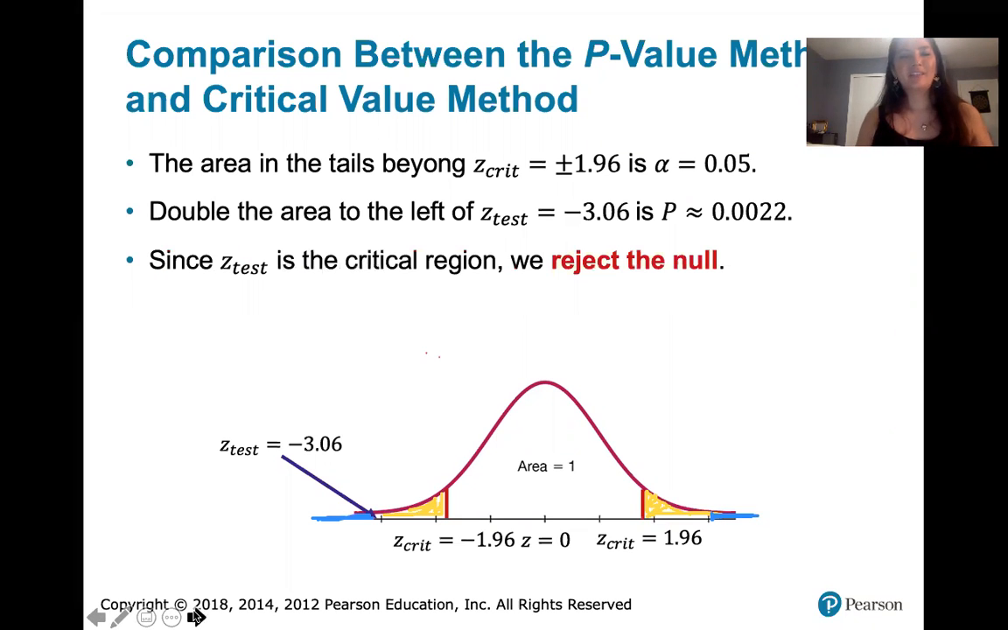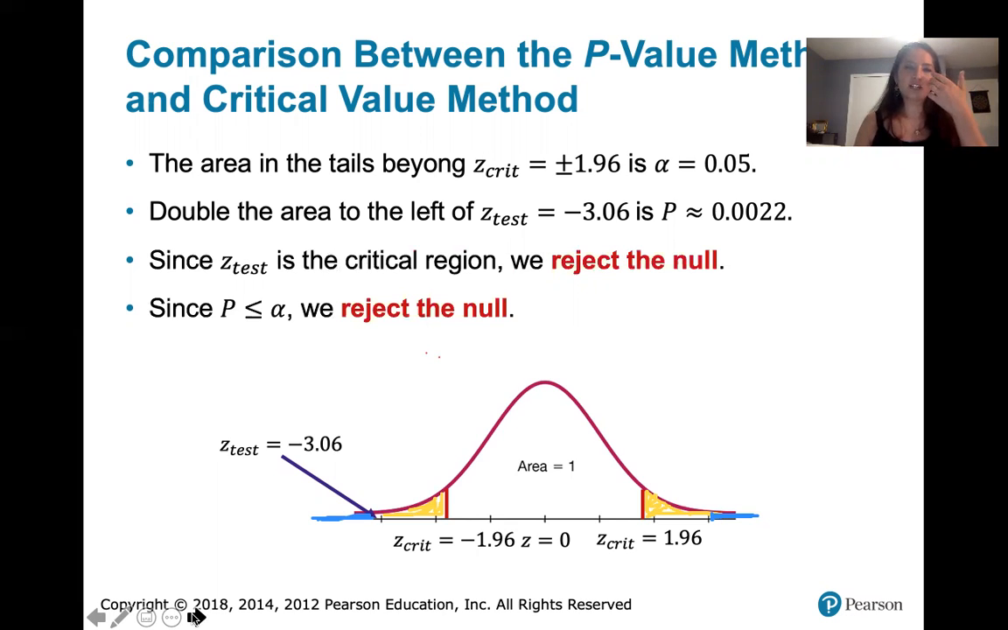So we can look at this in one of two ways. We can say that since the test statistic z is in the critical region, we reject the null. Or in other words, since the absolute value of the test statistic z is greater than the absolute value of those two critical values, we reject the null. Or we can say since p, that's that blue area, is less than or equal to alpha, that's the yellow area, we're going to reject the null. But either way, we reject the null.